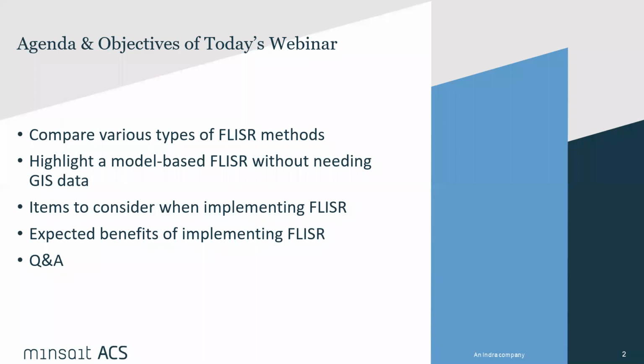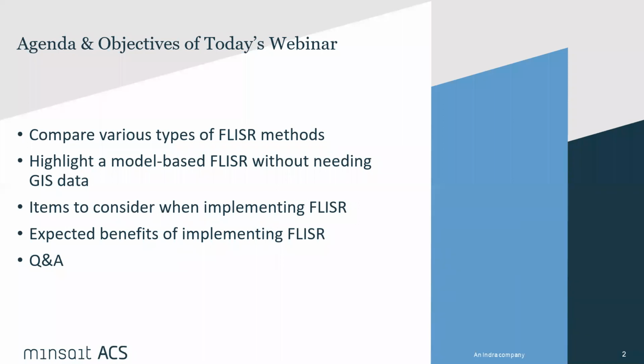Okay, so just a quick agenda and some of the objectives for today. We're going to first do an overview of FLISR, but then compare some various types of FLISR methods. There are several out there, and we'll touch a little bit on those and do some compare and contrast on those. And then we're going to highlight a model-based FLISR without needing GIS data. What does that look like? How is that implemented? And what are some of the advantages of doing that?